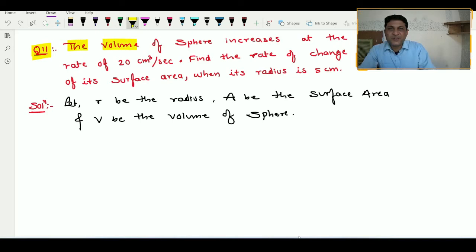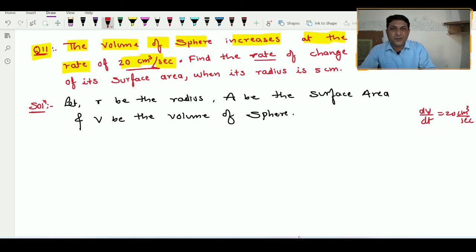In this case, what is the given condition? The volume of a sphere increases at the rate of 20 cubic centimeter per second. Volume is increasing, which means dV by dt is equal to 20 cubic centimeter per second. And the question is to find the rate of change of its surface area, which means dA by dt is our required value.